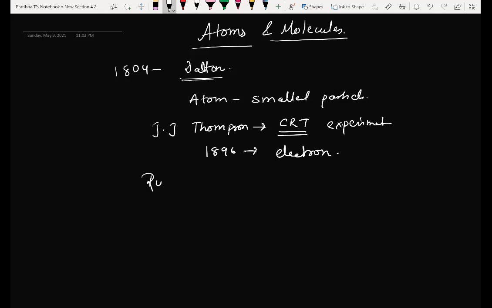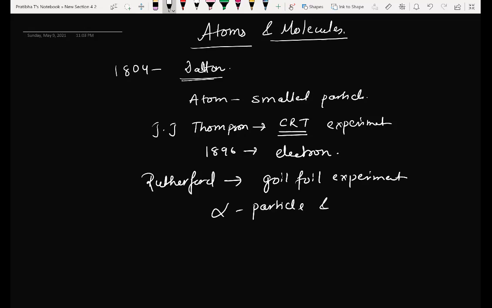Then after that, Rutherford came into existence and performed the famous gold foil experiment, in which he bombarded the gold foil with alpha particles and discovered the proton. Then one more scientist came, named Chadwick, who discovered the neutron.